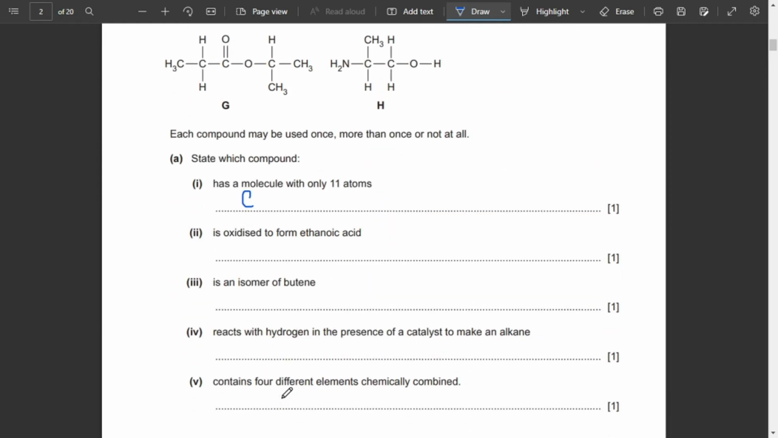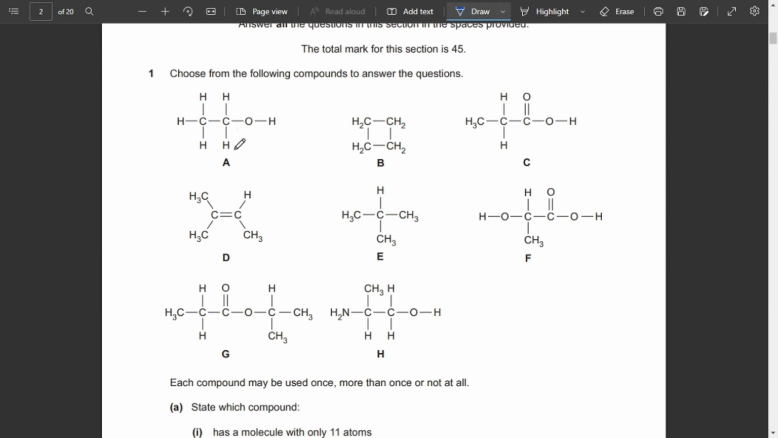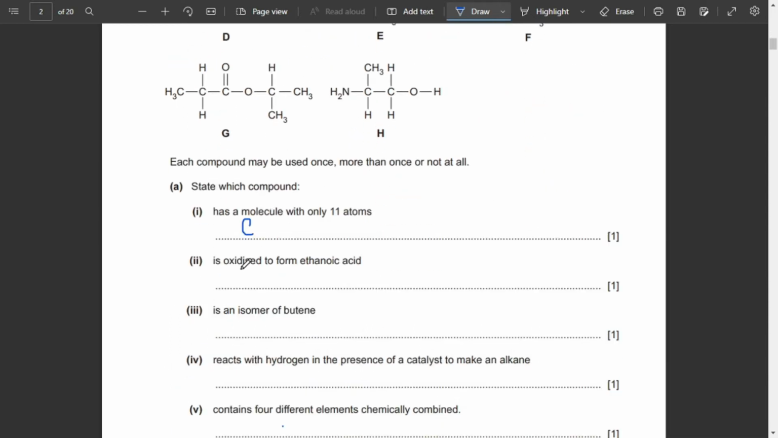Moving on to part 2, oxidized to form ethanoic acid. Now, ethanoic acid is a carboxylic acid, and whenever the process that we're talking about is oxidation, always remember that we are always going to convert alcohol to carboxylic acid through oxidation. So it must be an alcohol with two carbon atoms, which makes it ethanol. So let's go into the options and look at which one is ethanol. Here we have option A is ethanol, since it has an OH group and two carbons, so it's going to be A.